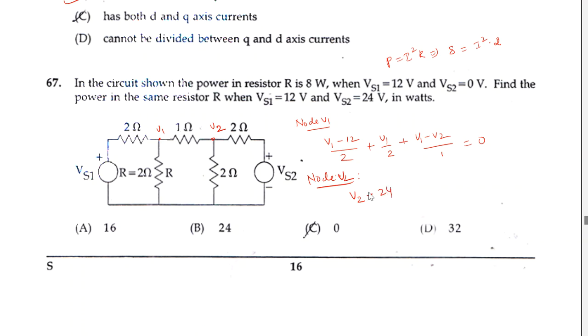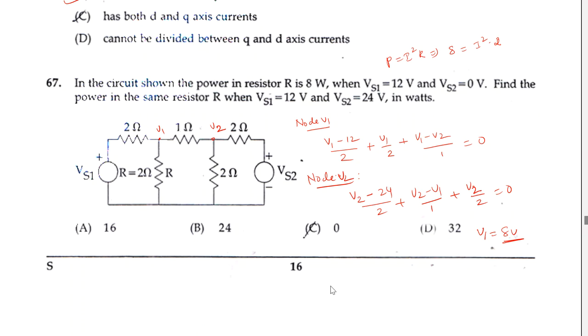So 24 divided by 2 plus (V2 minus V1) by 1 plus V2 by 2 is equal to 0. Simplify these two equations and you are going to find the values of V1 and V2. From this we want the V1 value. So V1 will be equal to 8 volts. Or simplifying from this also, we can find V1 equal to 8 volts.